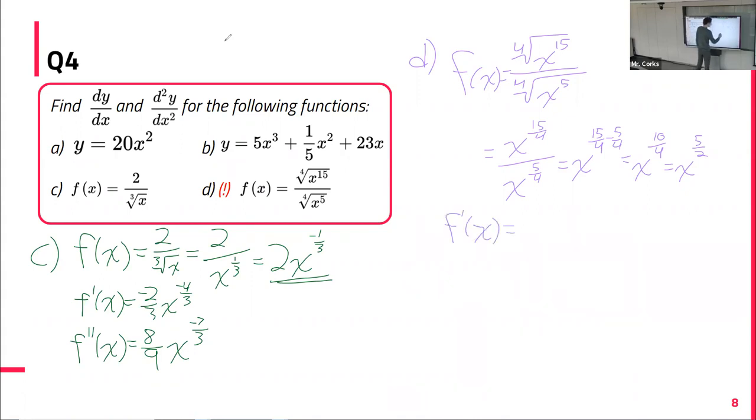So first derivative, 5 over 2 x to the exponent 3 over 2. And our second derivative, 15 over 4 x to the exponent 1 over 2. This last one here, if we wanted, we could rewrite as square root of x. Doesn't matter, it's the same thing.